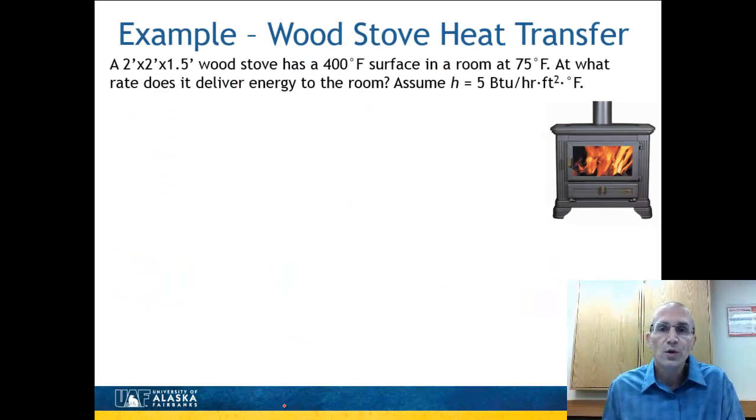All right, let's go ahead and do an example problem. So here's the example. I have a wood stove. I'm told that it's 2 feet by 2 feet by 1.5 feet. It has a surface that is 400 degrees Fahrenheit. It's transferring heat into a room that is 75 degrees Fahrenheit. I want to know the total rate of heat transfer that this stove is delivering to the room, and we're told a value of H.